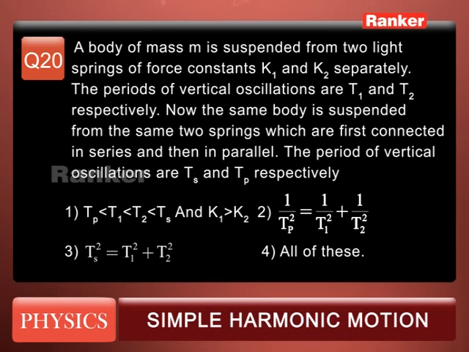So first option is that Tp is less than T1, less than T2 and less than Ts, and K1 is greater than K2. Second option, 1 by Tp square is equal to 1 by T1 square plus 1 by T2 square. Third option, Ts square is equal to T1 square plus T2 square. And the fourth option, all of these. Now check how to do.